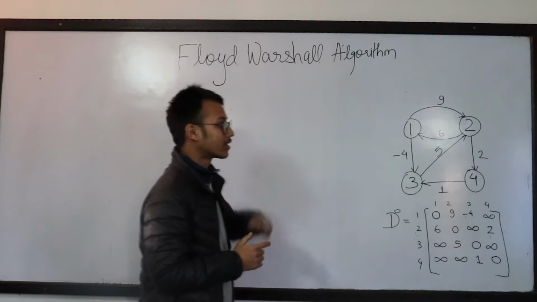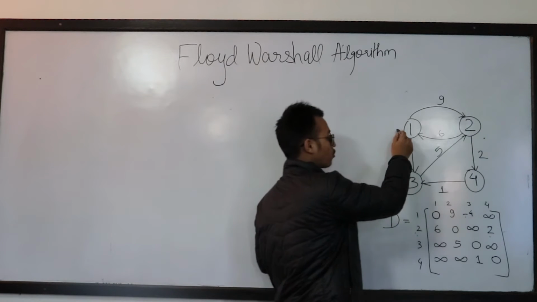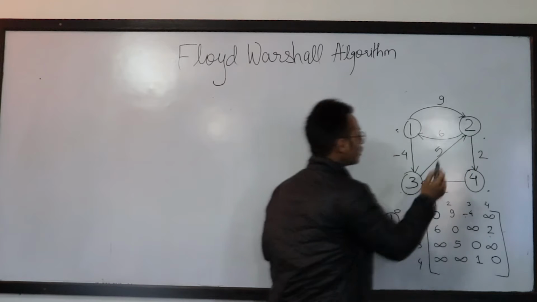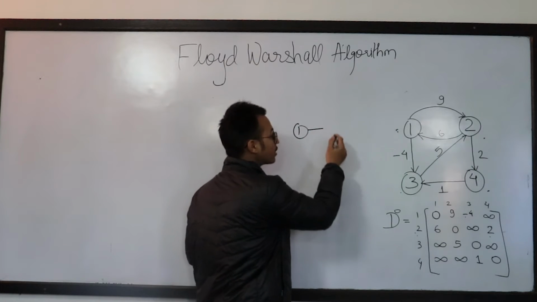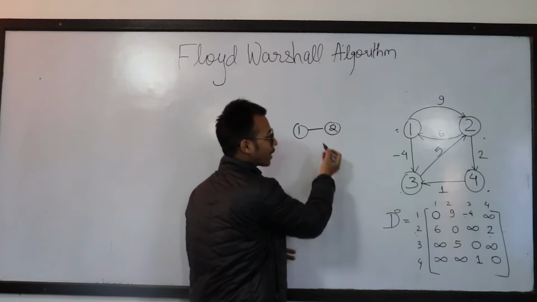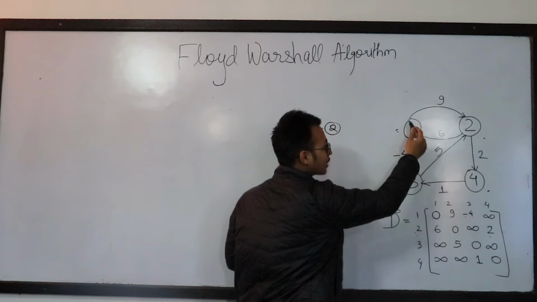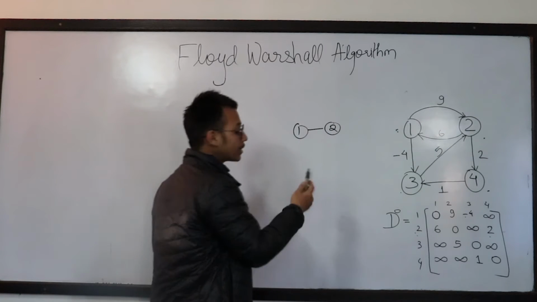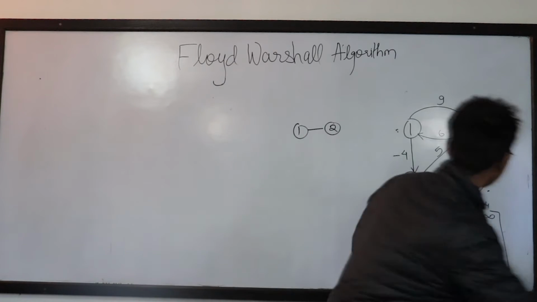So now let's see the graph. We need to calculate the shortest distance from 1 to 2, 1 to 3, 1 to 4, right? There might be many paths from 1 to 2. We can go to 3 and then we can go to 2. This path might be shorter than the direct path, right? So we need to see each and every possibility.